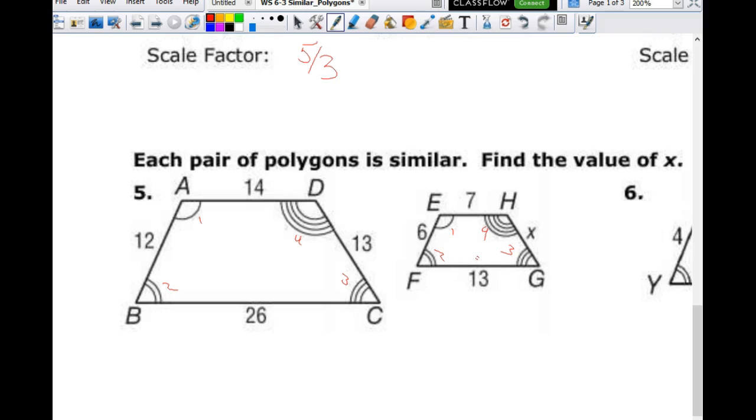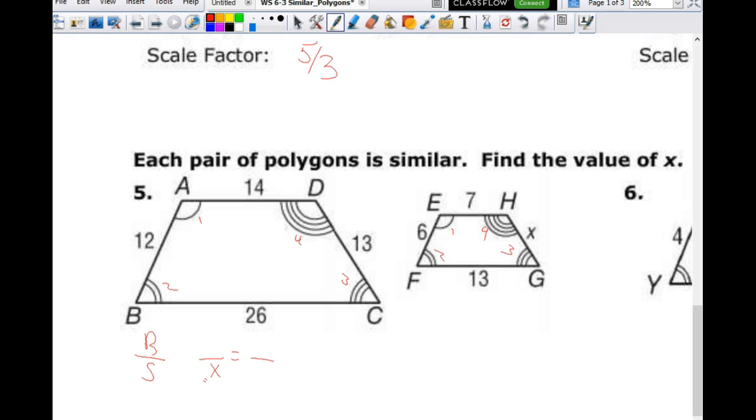We're going to set up a proportion. Proportions always look like this. I'm going to say big over small. What do I mean by that? I mean we're going to put all the big numbers from this polygon on top, all the small numbers from this polygon on the bottom. We want to solve for x, so I'm going to start with x. Is x going to be on the top or on the bottom of this ratio? On the bottom, because it's part of the smaller polygon.